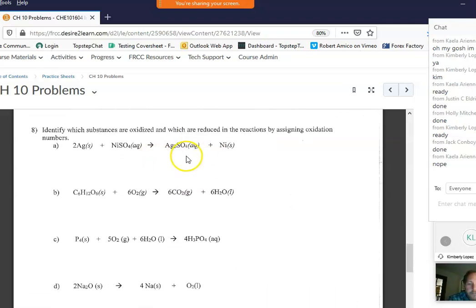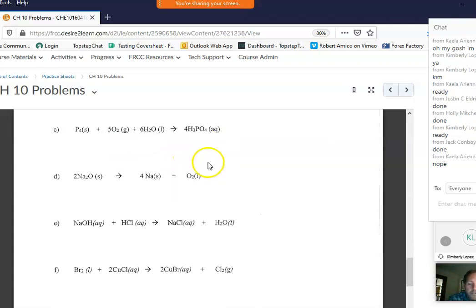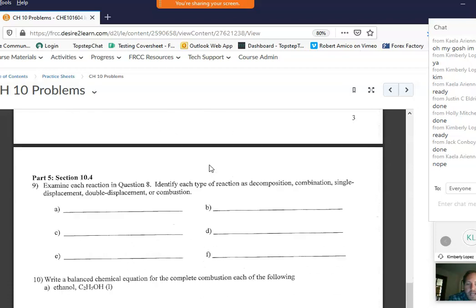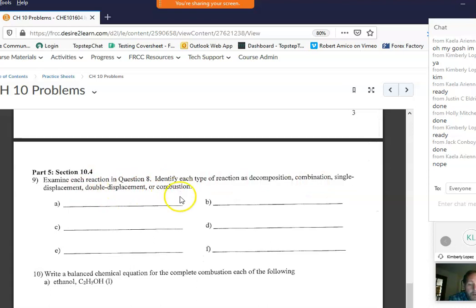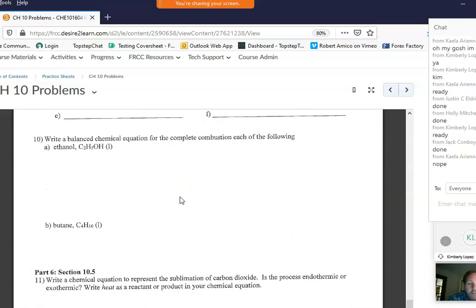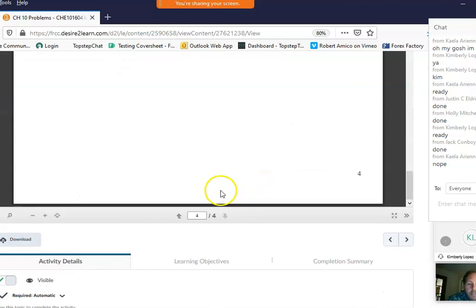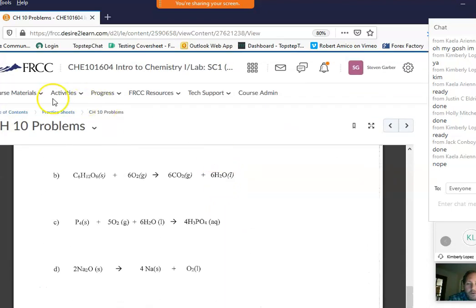Here is determining oxidation numbers. And then here are the problems like the ones we did today: assign what's being oxidized, what's being reduced, what's the oxidizing agent, what's the reducing agent. And then here is looking at the reactions in 8 and trying to figure out, is it decomposition, combination, single replacement, double displacement, or combustion. So it should tie everything together and have a bunch of problems. Write the balanced equation for the combustion of these. And then write a chemical equation to represent the sublimation of CO2. Is it exothermic or endothermic? So that's the practice sheet.